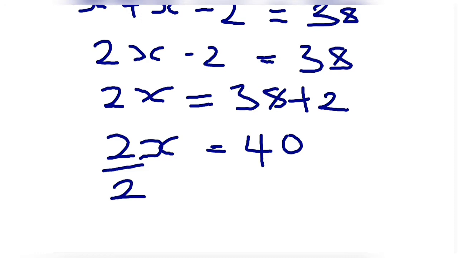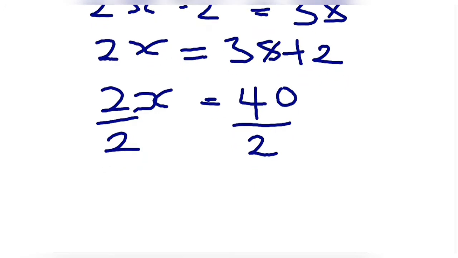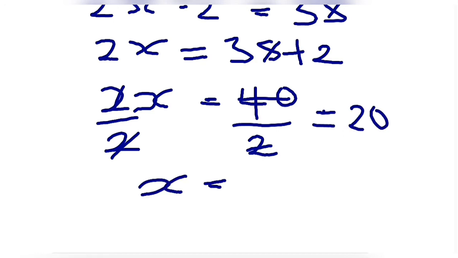You divide through by 2 and divide both sides by 2. So when we divide both sides by 2, we shall have this 2 going with this 2 to become 1, and 40 divided by 2 is the same as 20. So our X is the same as 20.